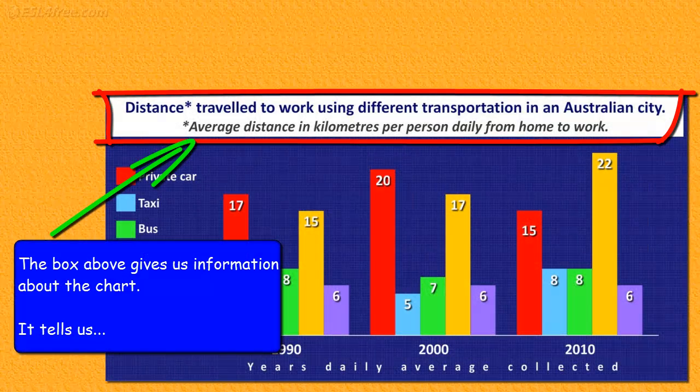The box above gives us information about the chart. It tells us that the chart describes the distance travelled to work using different transportation in an Australian city, and that the average distance is in kilometres per person daily from home to work.